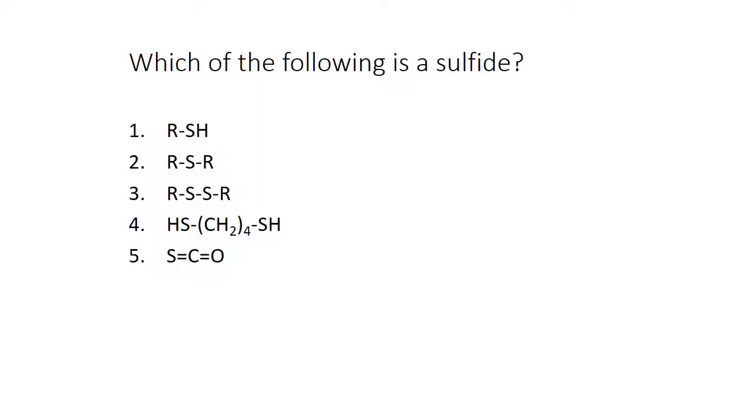Which of the following is a sulfide? This is a pretty easy question. We can see here, this is a dithiol. This is something called a thioisocyanate. This is something called a disulfide. And this is a thiol. So the only thing that is a sulfide is this compound.